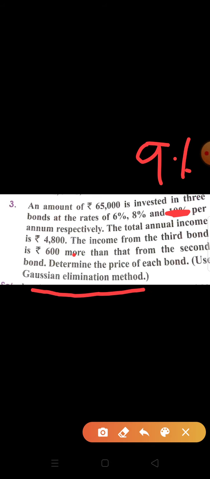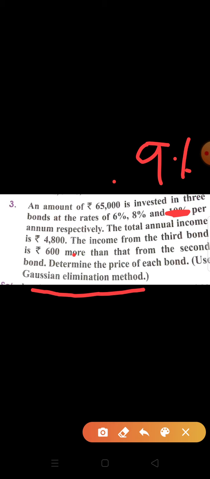Exercise 1.5, third sum. An amount of rupees 65,000 is invested in three bonds at the rates of 6%, 8%, and 9% per annum respectively. The total annual income is 4,800. The income from the third bond is rupees 600 more than that from the second bond. Determine the price of each bond. Use Gauss elimination method.